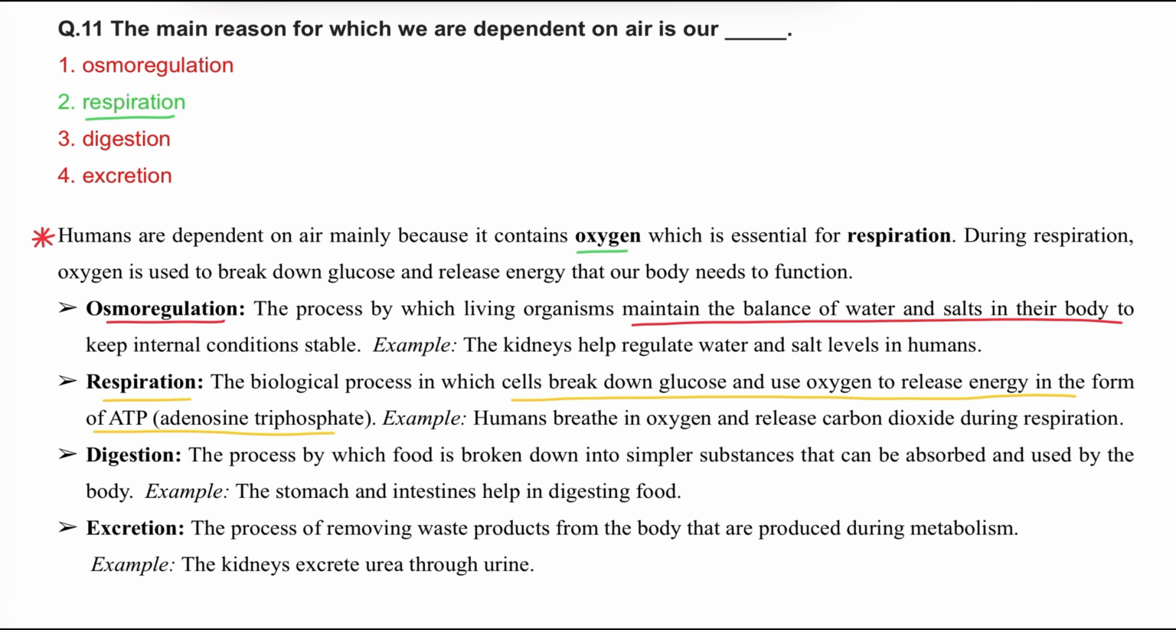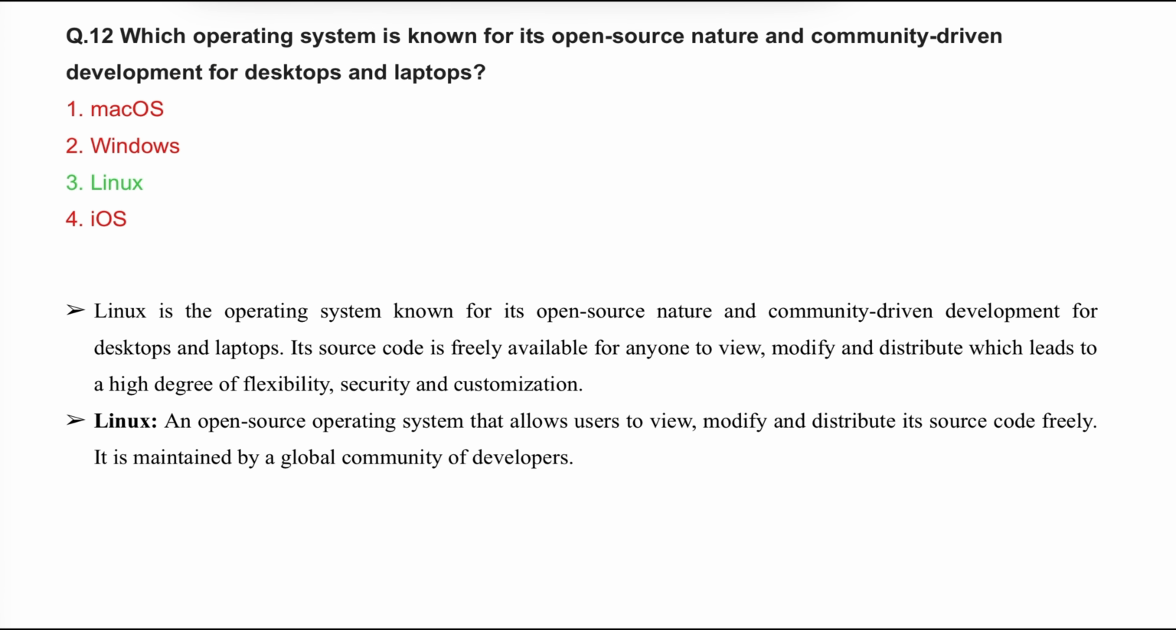Digestion is a process by which food is broken down into simpler substances that can be absorbed and used by the body. For example, the stomach and intestines help in digestion. Next is excretion, the process of removing waste products from the body that are produced during metabolism. For example, kidneys excrete urea through urine. So here, dependence on air is for respiration.